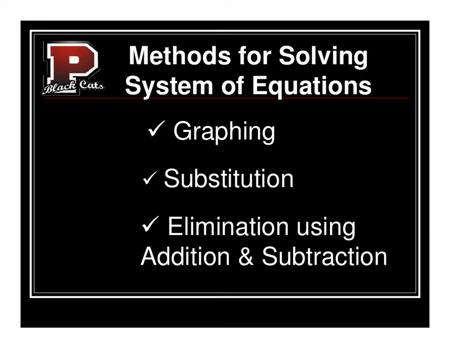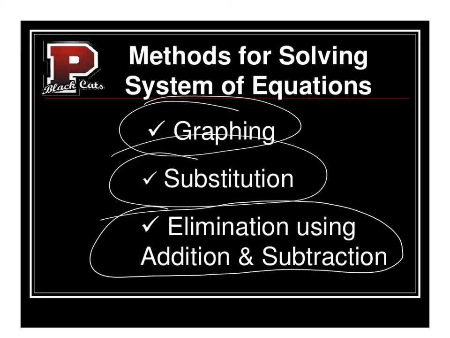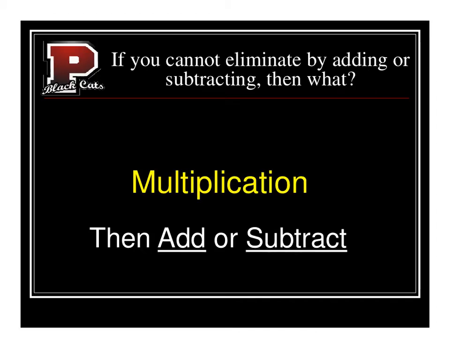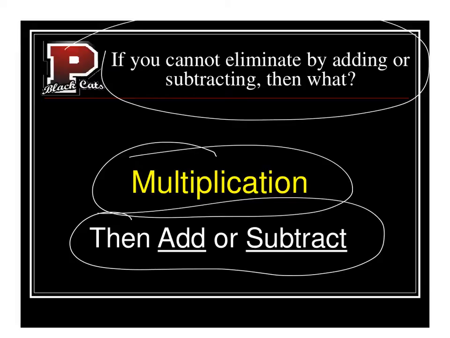Alright, so here are the methods we now have for solving a system of equations. We started out with graphing, then we've learned substitution, and our last lesson was elimination using addition and subtraction. And now, if you can't eliminate by adding or subtracting, what can you do? Well, you can multiply your equations, either one equation or both equations, by something so that you can then add or subtract. So we're going to do a few examples in which we do just that.